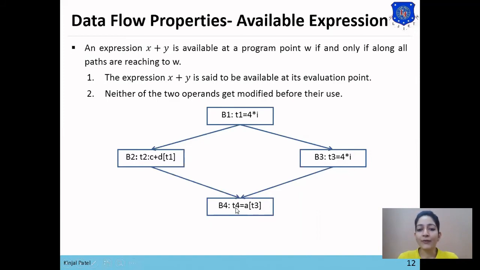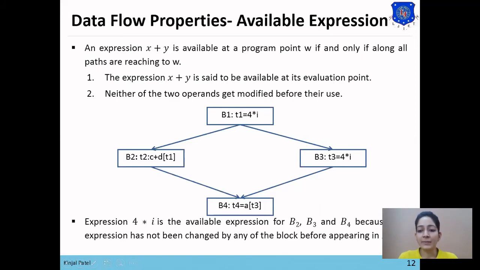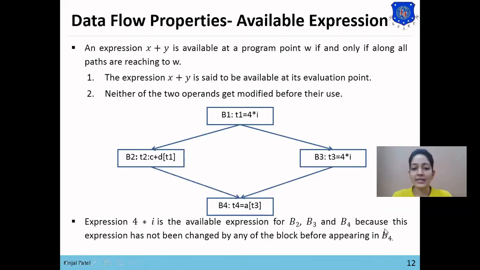Now in B4, T4 equals A of T3. Here we are using the reference of T3. The expression 4 star I is an available expression for B2, B3 and B4 because this expression has not been changed by any of the blocks before it appears in the B4 block.